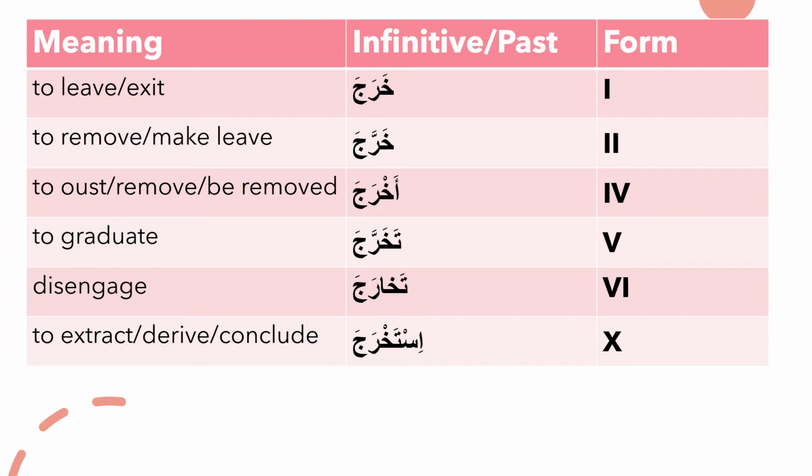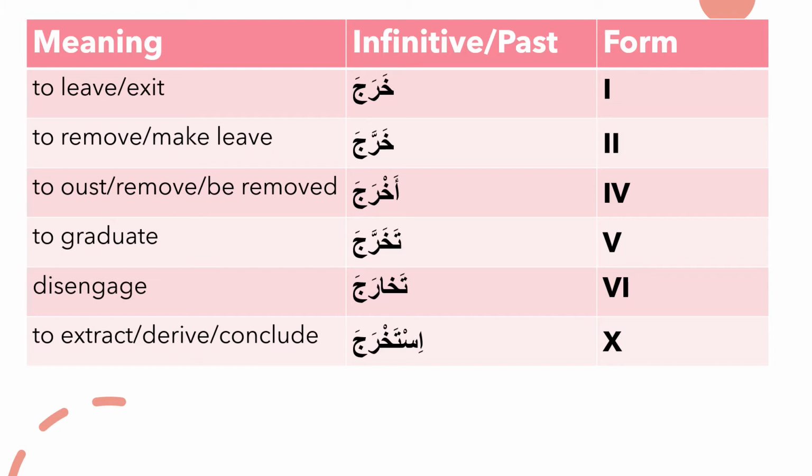Same with, for example, at the bottom we can see form 10. So form 10, it's got ist at the beginning. And all form 10 verbs will have that. But as we can also see, all of these forms, they still have kha, ra, and ja as their core root letters. It's just the meaning that, thanks to these other letters that are added, that changes slightly. So for example, kharaja, that's our basic form. So that's our form 1, and it just means to leave or to exit.